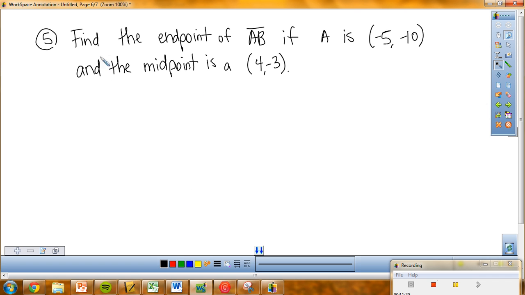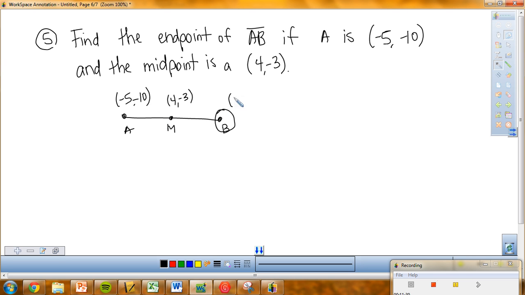So here they tell us the endpoint is A. Alright, so the endpoint of AB, so I have segment AB. One endpoint is -5, -10. I know that my midpoint is 4, -3. They want me to find the other endpoint. I need to find this. Well, I don't know how to do that, but I do know that I'm going to have some x and some y for my answer.